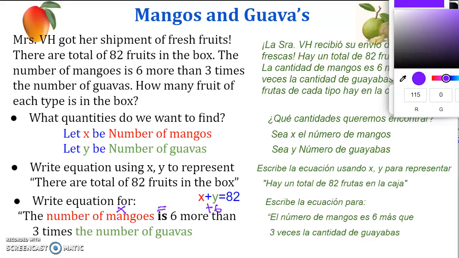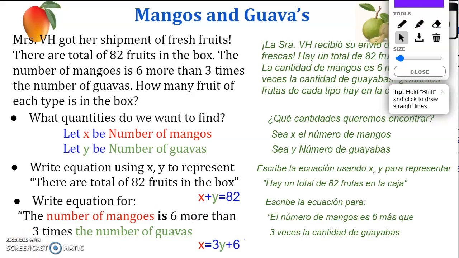So something is added afterwards though. So when you say 6 more than, 6 is added after 3 times the number of guavas. What's the number of guavas? We said that's represented by y. So the equation becomes x is equal to 3y plus 6. And there it is. x is equal to 3y plus 6.